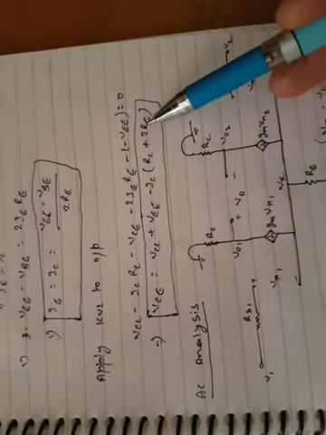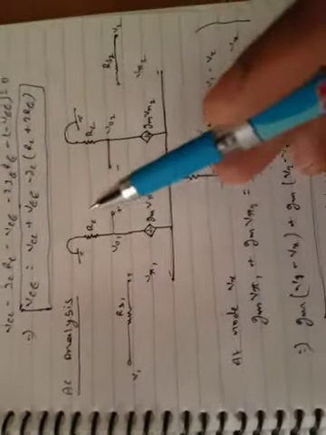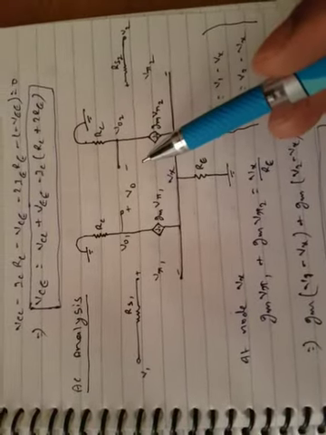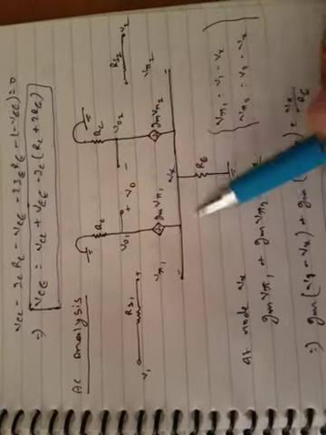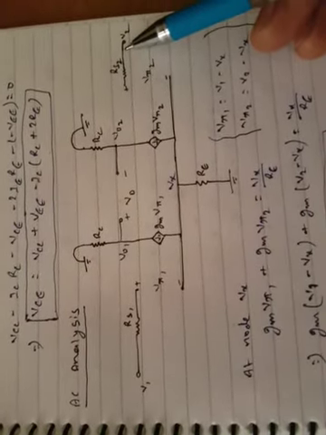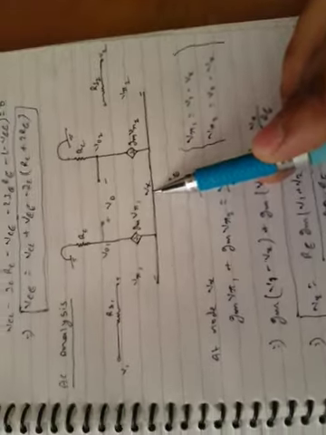Now we do the AC analysis. If we do the AC analysis, this will be the equivalent circuit for AC analysis. Here all DC sources will be deactivated and only the AC source will be active. Now we assume that this node voltage is Vx.